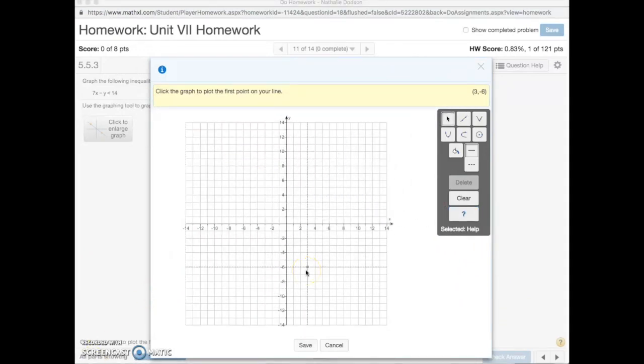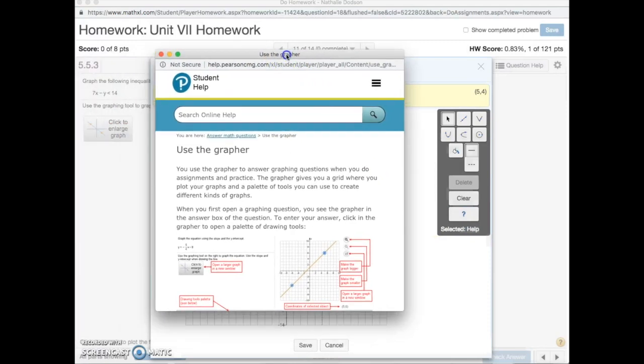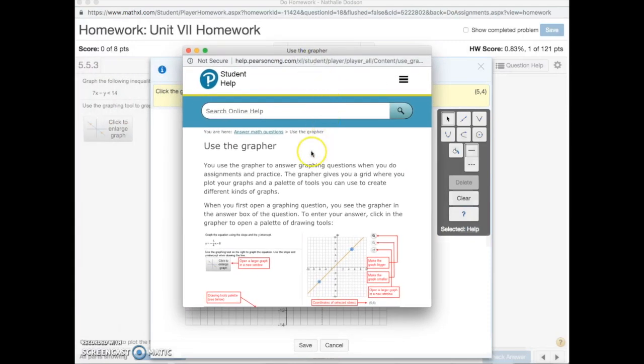Another area I would like to highlight is this question mark tool. At any time, if you need further help knowing how to use the graphing tools, click on the question mark for an explanation.